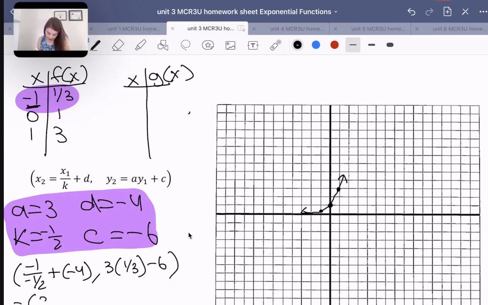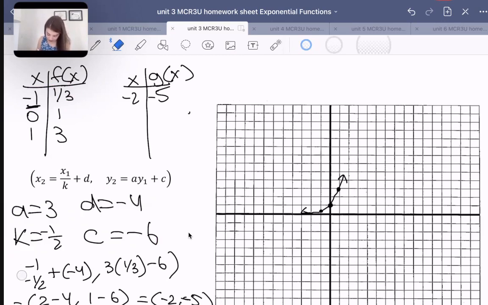So then we have 2 minus 4, 1 minus 6. There we go. So therefore, our first transformed point is -2, -5. So we transformed the point -1, 1/3 to -2, -5. Very good.